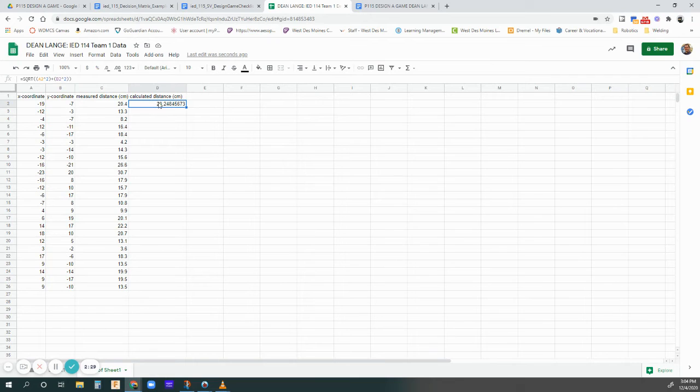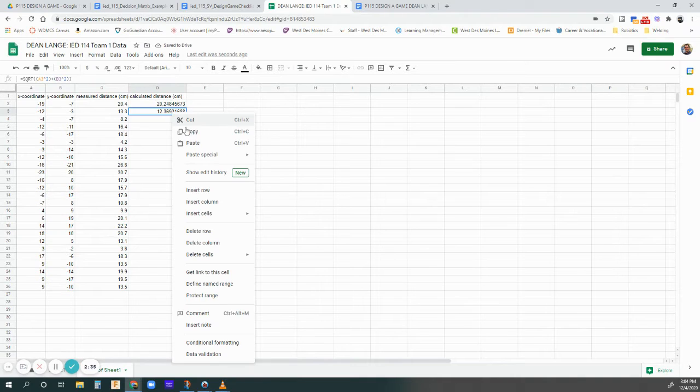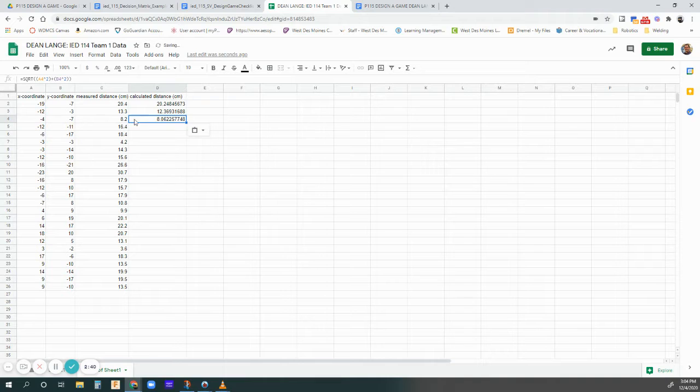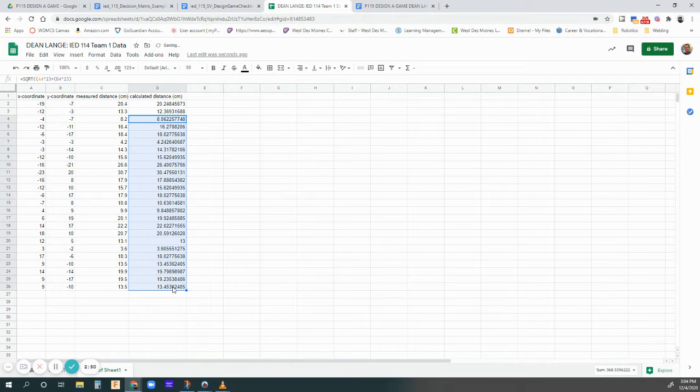Now, I need to copy that all the way down here. So I could hit the Control-C, Control-V button. I can go right-click and copy. I can go right-click and paste. And you can see that it's putting the numbers in there for me. But the quickest and easy way to do this is to grab that little blue box in the corner there and just drag her all the way down.